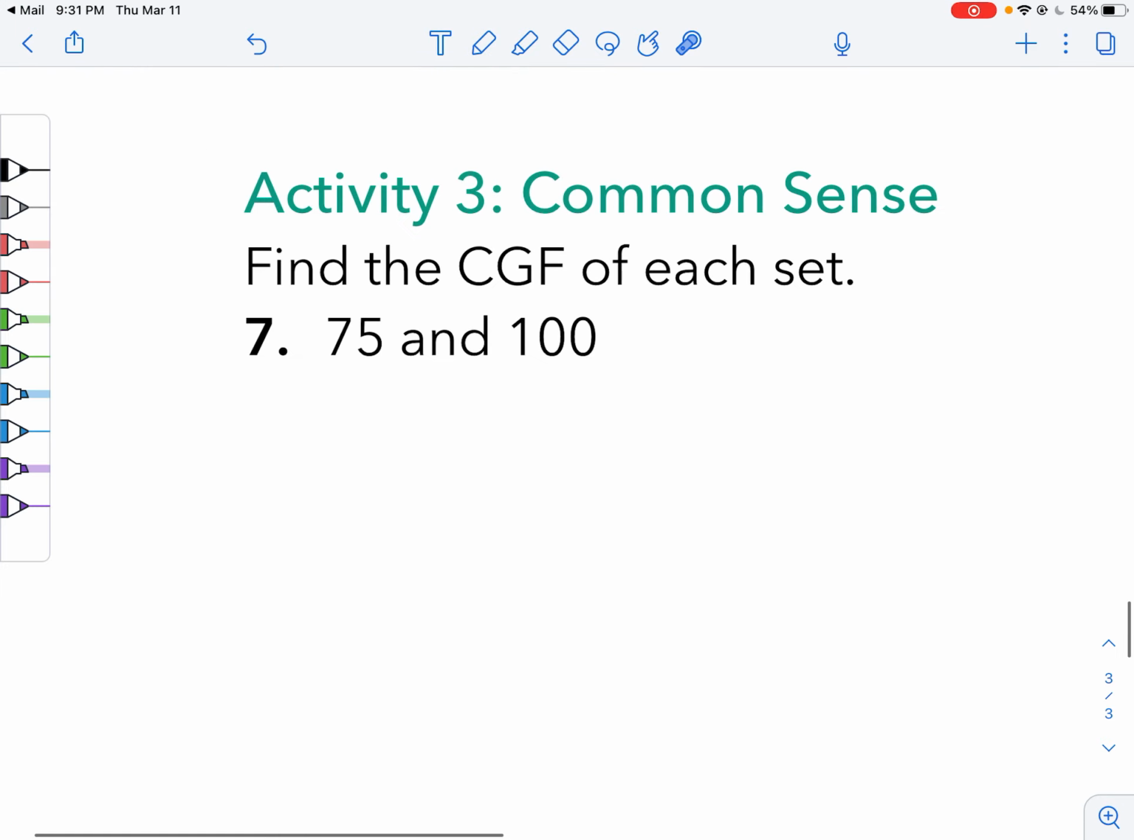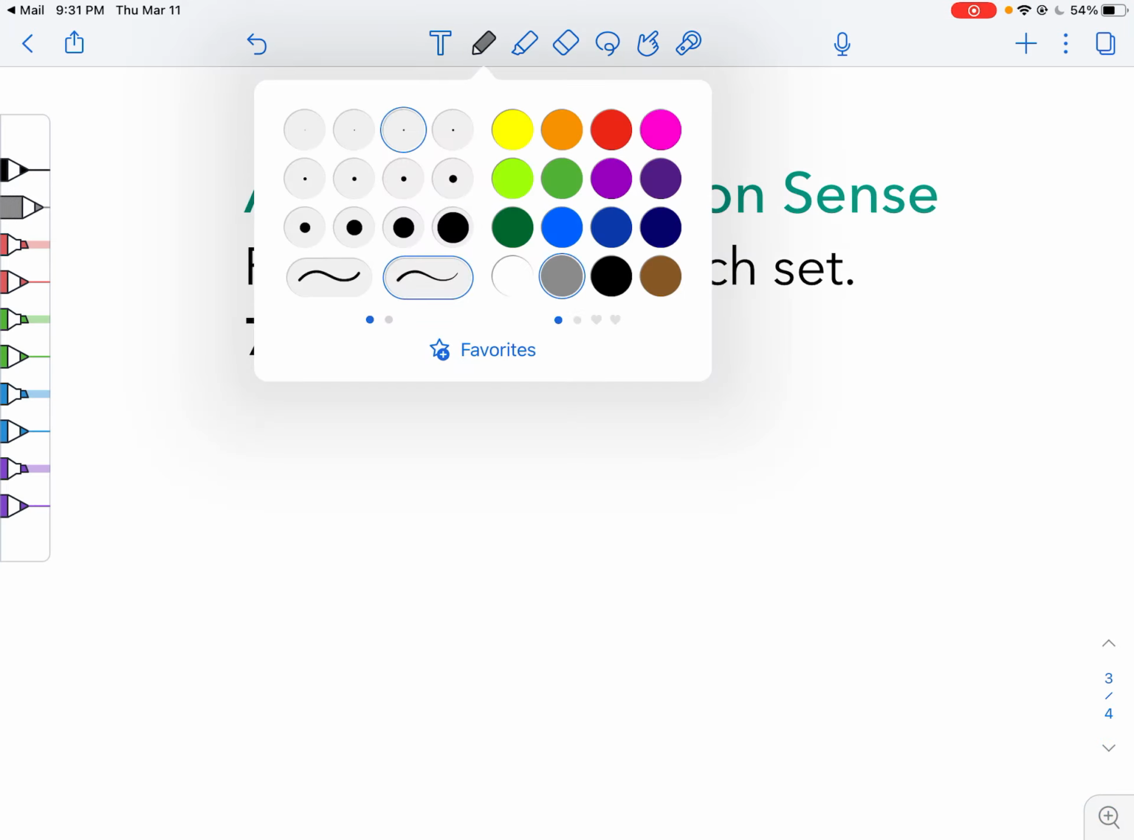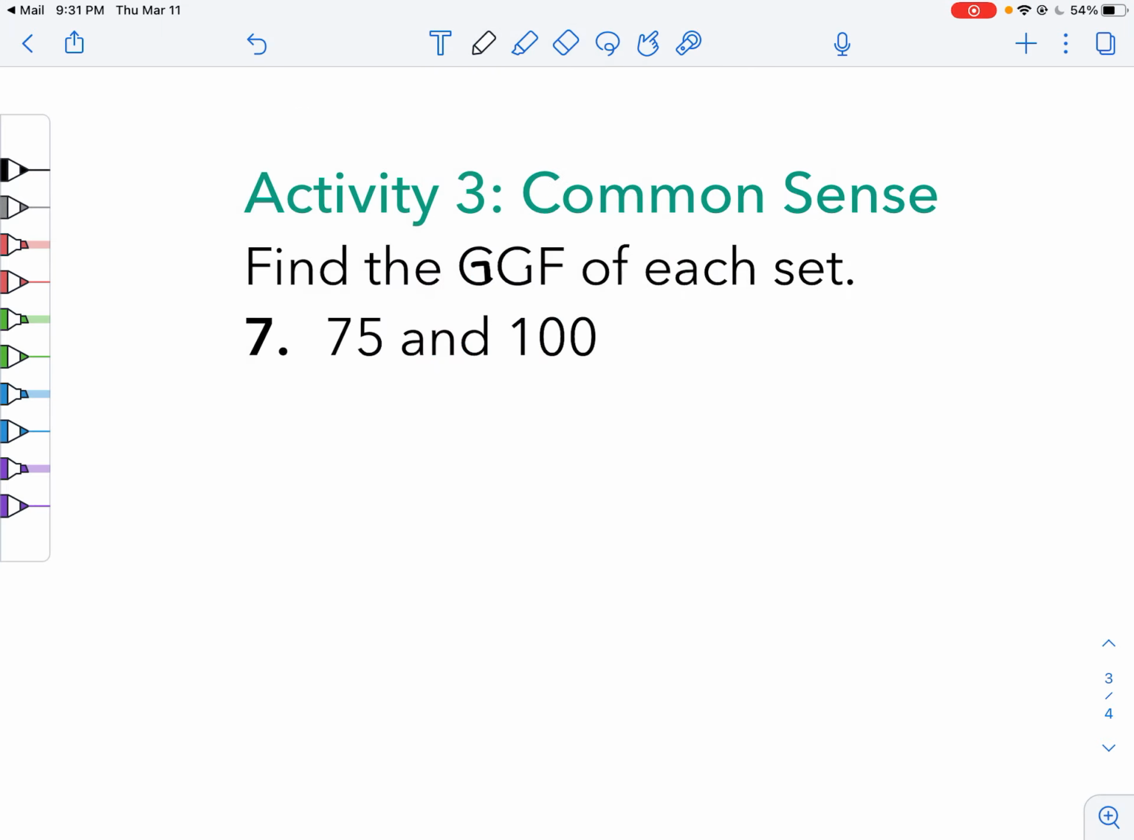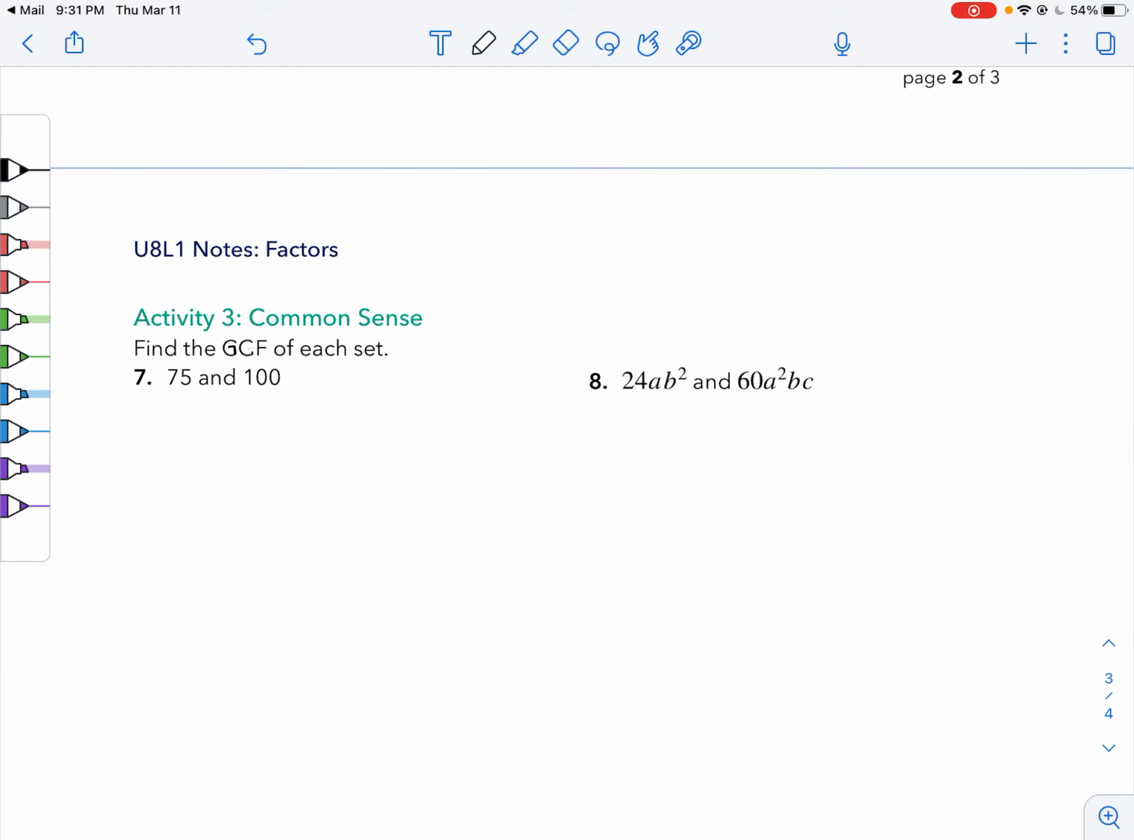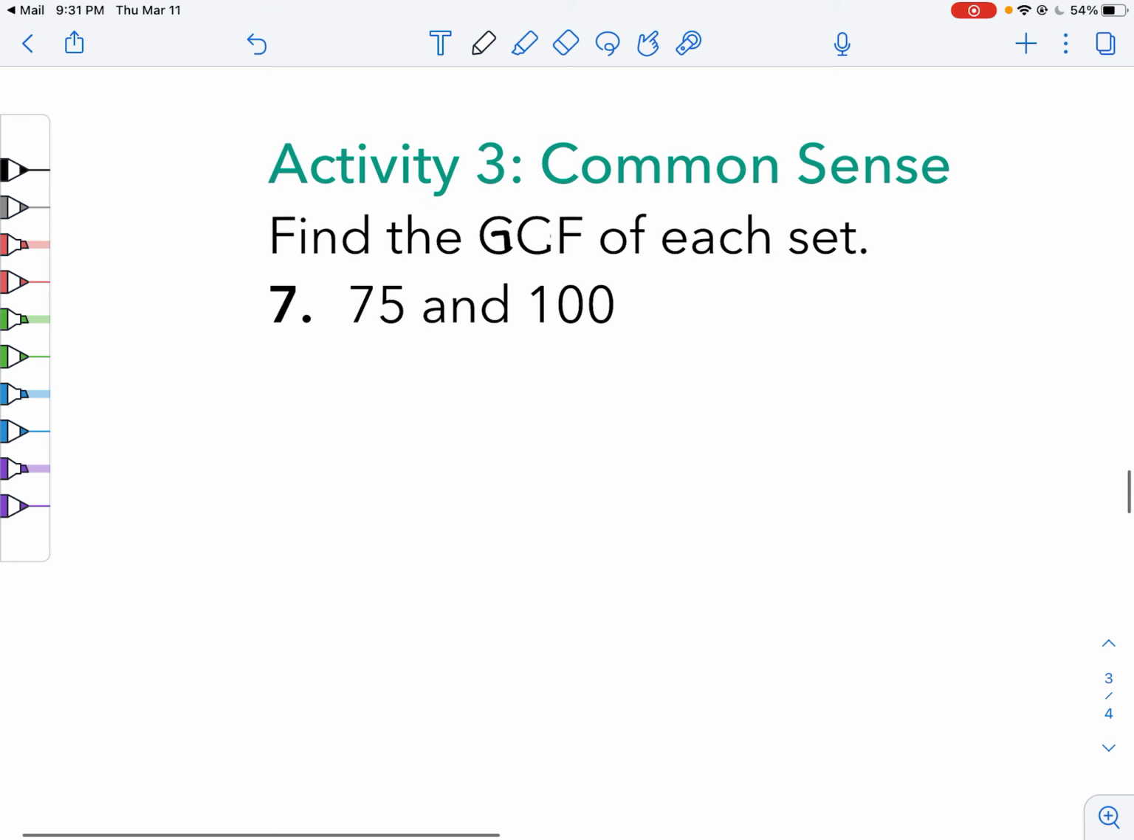Okay. Shooties my goodies, I spelled this wrong. It should be GCF. There you go. Find the GCF of each set. Okay, so to find the GCF, first look at factors. F stands for factors. So you need to factor them out. So the GCF of, or rather, the factors of 75.